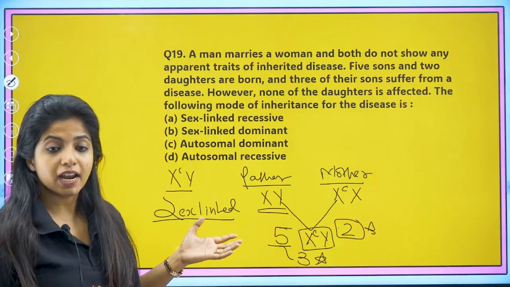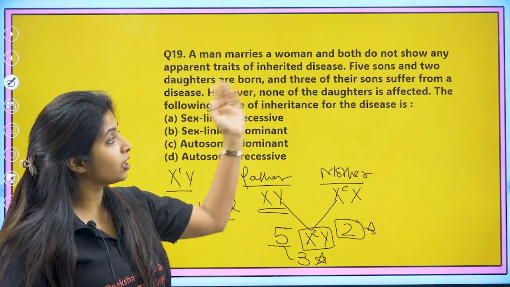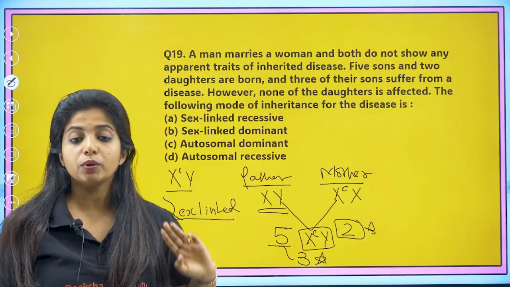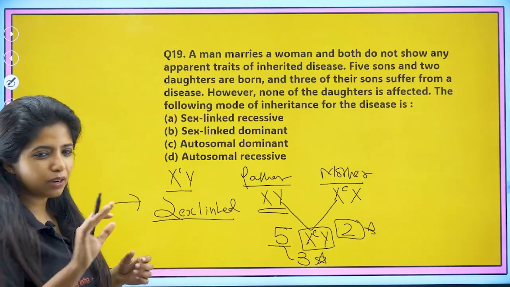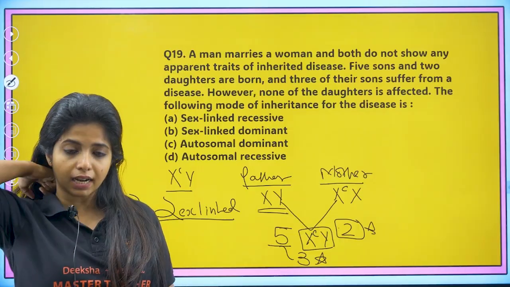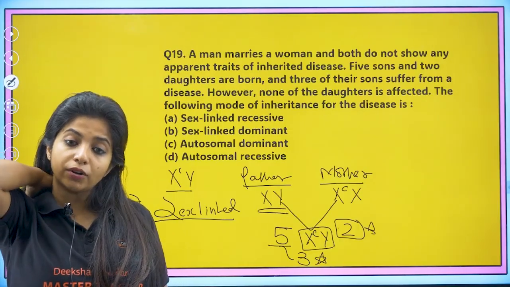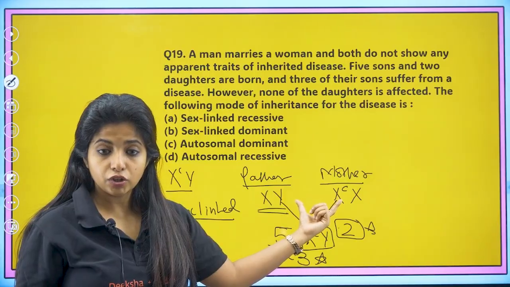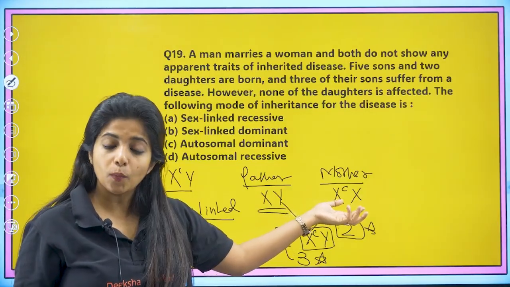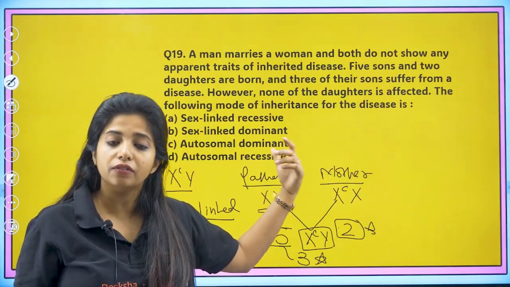So how did you understand whether it was sex linked? By understanding the ratio. Out of 5, 3 of the sons were affected, but the 2 daughters were not affected. So you got a clear idea that it could be sex linked. Now how do you understand whether it's dominant or recessive? If it was dominant and the parents are unaffected, my dear children, that cannot be possible. In dominant, at least one parent would definitely be affected.